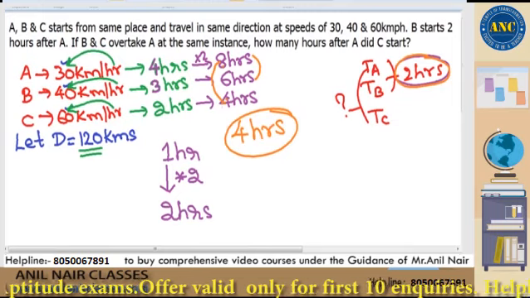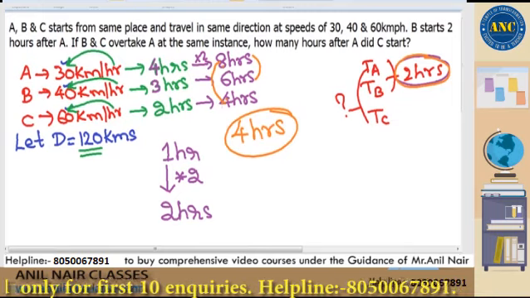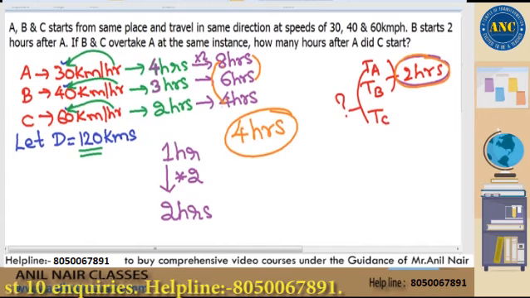Very, very logical way of solving. Very, very easy way of solving without using any formulas or variables. It is all about the conceptual clarity. It is all about the concept that you need to learn, sir, not the formulas. I hope it is clear.